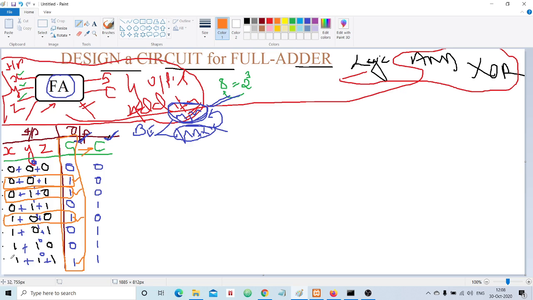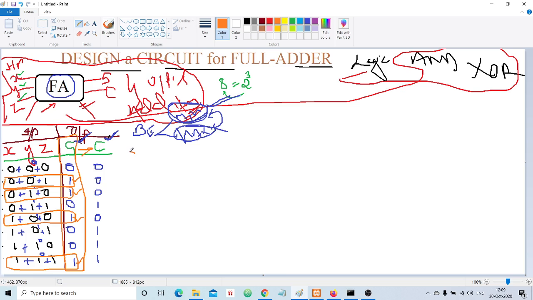So how many rows do we have here? 4. Why is it 4? Because the sum column has 4 ones. It is very simple. So now what are we trying to do? We are trying to write a Boolean expression for sum, right?